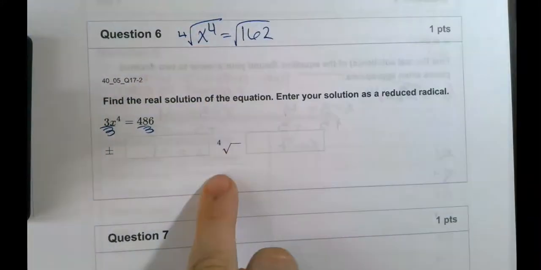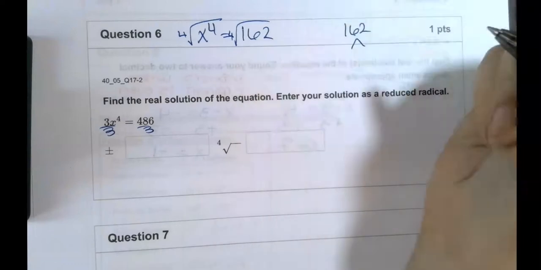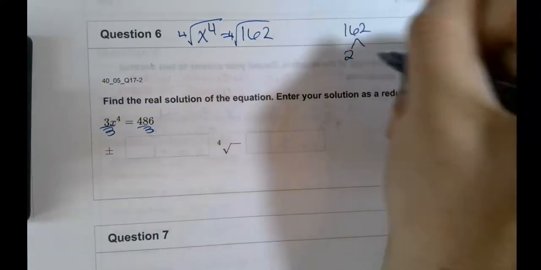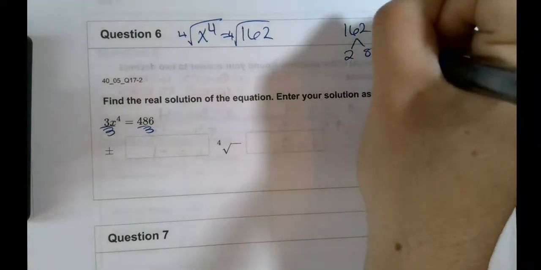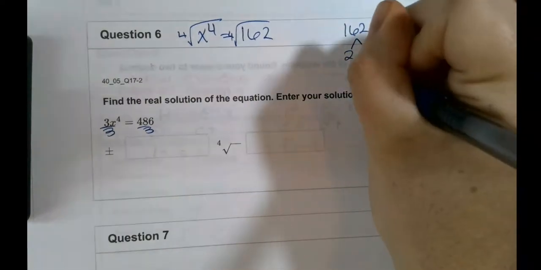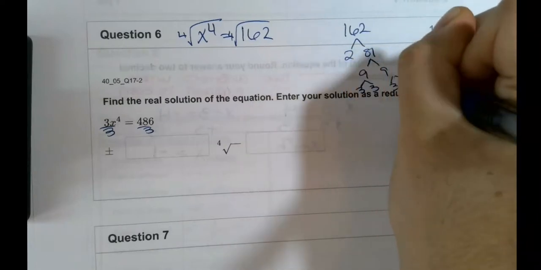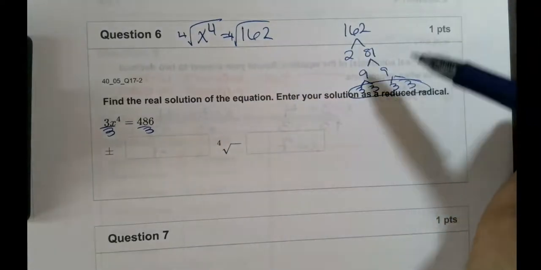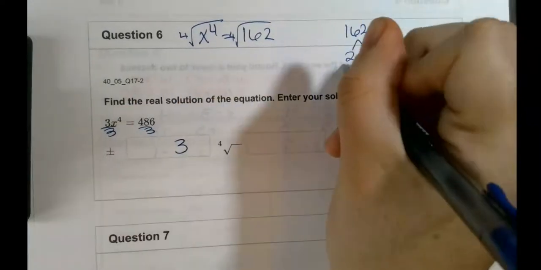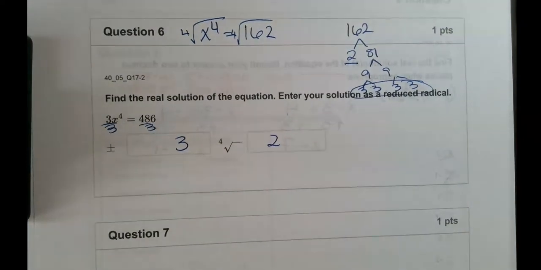I can see again it wants me to simplify this, so I am going to factor tree. 162 is even because it ends in that 2, so I'm going to divide by 2. 162 divided by 2 gives me 81. 81 factors to 9 and 9, which gives me 3 and 3. I'm looking for groups of 4 on this one. I have a group of 4 3's, so that goes on the outside. And then I have this 2 left over on the inside.